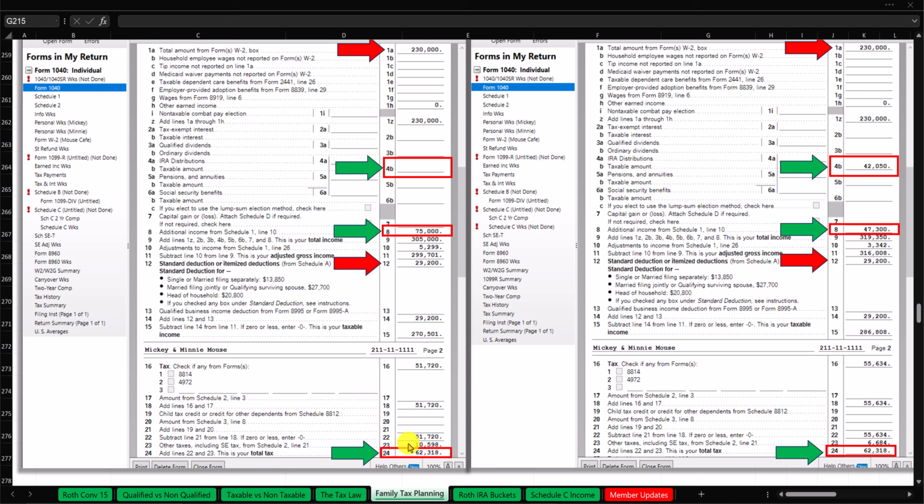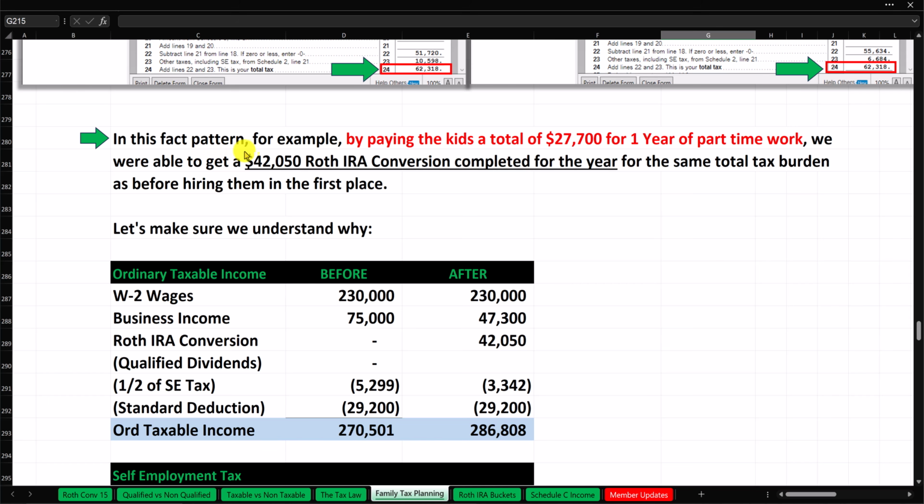Now, if we go all the way down to line 24 here, this return on the left side is looking at $62,318 of tax right here. And on the right side, we're looking at $62,318 of tax right here. So in this fact pattern, for example, by paying the kids a total of $27,700 for 1 year of part-time work, we were able to get a $42,050 Roth IRA conversion completed for the year with the same total tax burden as before hiring the kids in the first place. Let's make sure we understand why.